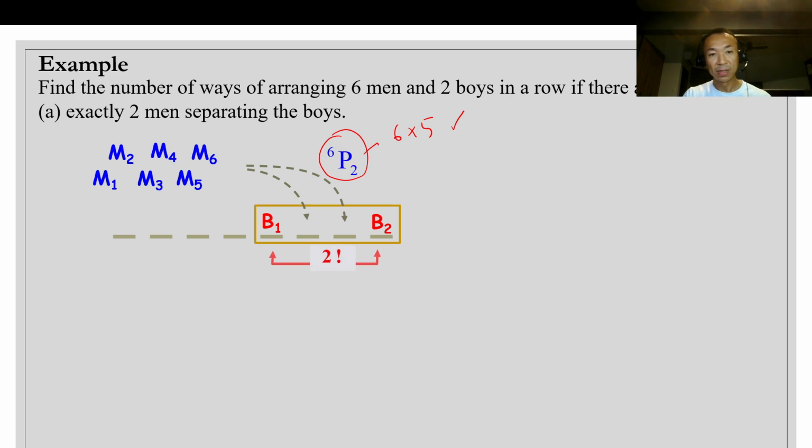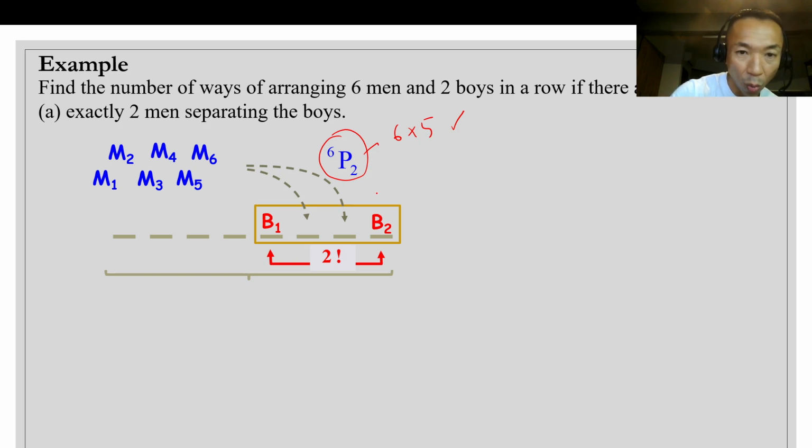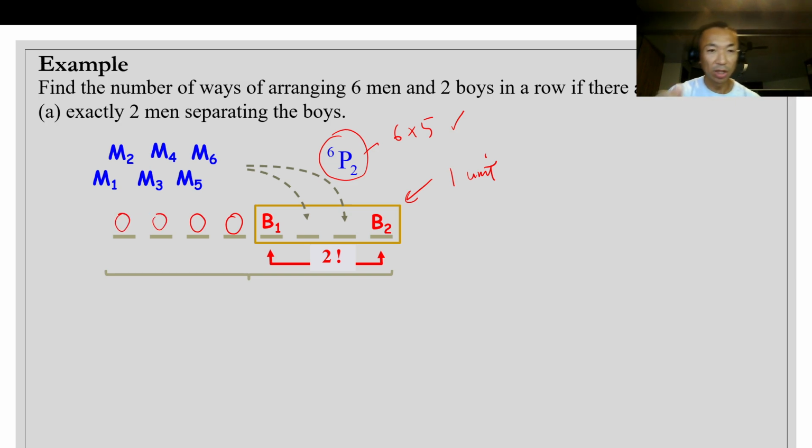So after that, your B1, B2 may not be in this order. It could be B2, B1. So you multiply by 2 factorial. Right? Then after that, you will have your one big unit, and then to arrange with 2, 3, 4, 5 units. So actually, you have 5 units to arrange. Why 5? Because after the 2 men go in, you are left with 4 others. So therefore, times 5 factorial.